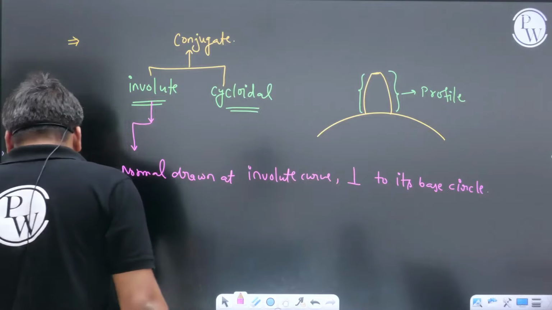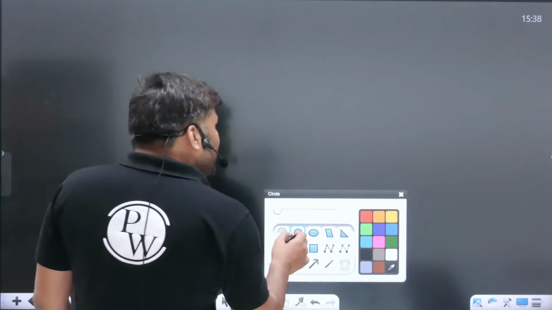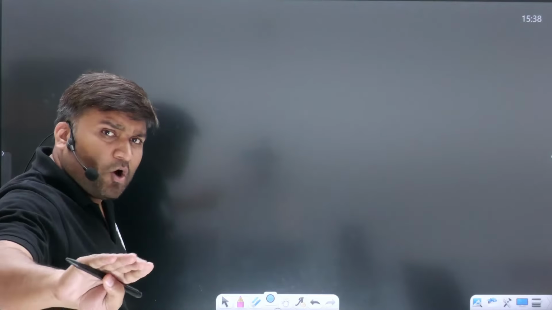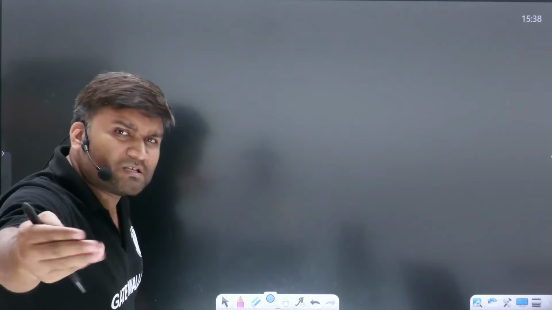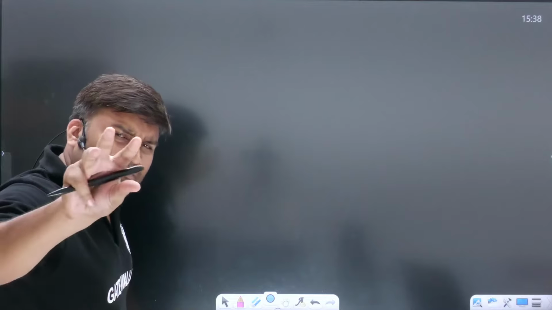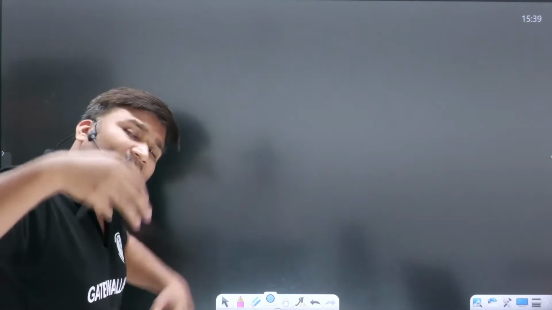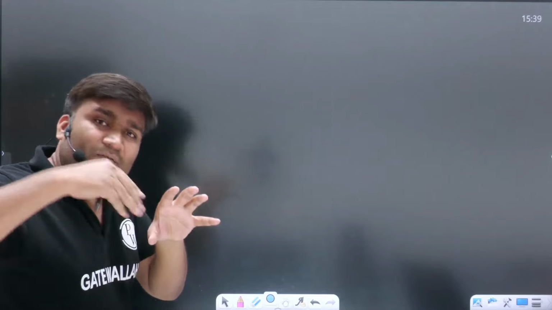Acha, those who don't know what the involute curve is, let me give you a brief idea about this also. Beta, to draw an involute curve for a circle... although an involute can be drawn for any shape in this world. If you are asking me, sir, for a rectangle, can you draw an involute? I can draw it. For a straight line, can you draw an involute? I can draw it. For a triangle also we can draw it. But for the gears chapter, obviously we are going to take the circle as my shape, and for this circle I will be drawing my involute curve.